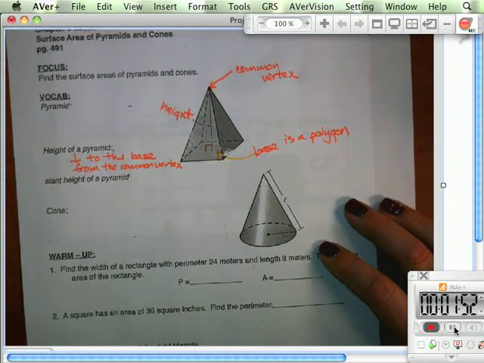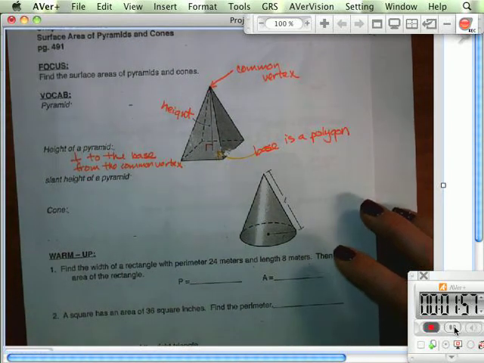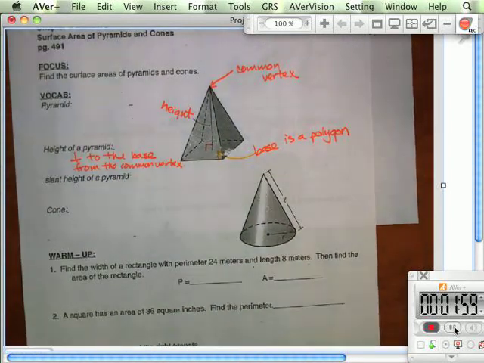Okay, and there's one more thing here. So if I were to take this pyramid right here, there's the height, right? It's straight up from the bottom, correct? There's another height, and it's called the slant height. Straight up is height, slant height. It's the height of one of the faces.